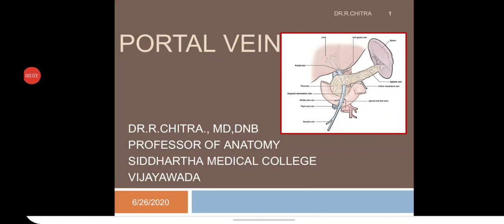In this class, we will see the portal vein. Portal vein we will see in two places in the body: in the abdomen and also in the hypothalamo-hypophyseal portal system. So when you say portal vein, what are its characteristics?